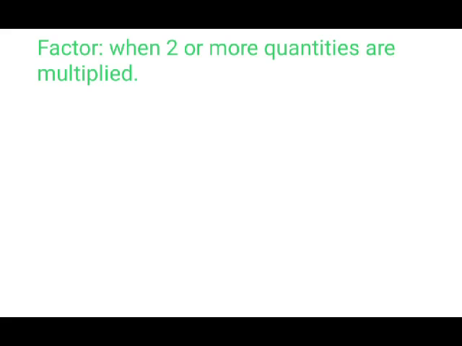When two or more quantities are multiplied, these are called factors. In this expression, 4xy can be written as multiplication 4 times x times y. All three are considered as factors.